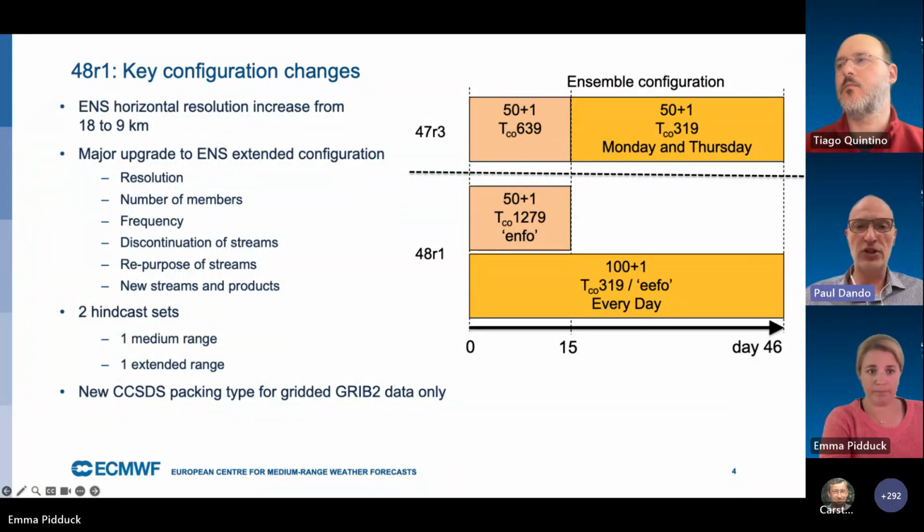We also will be introducing this new CCSDS packing type for gridded Group 2 data only. This will allow us to further compress the files, so files will be smaller, not just for you receiving them, but also for us to store them in the archive. And Tiago will be telling you more about this later. Next slide, please.